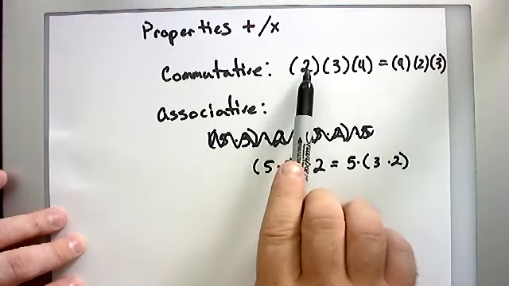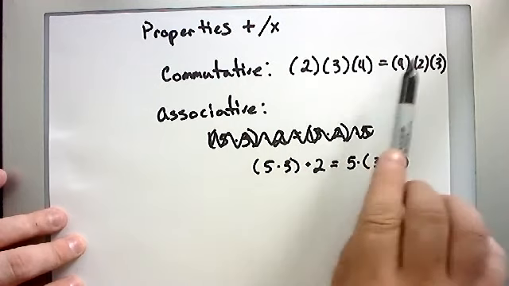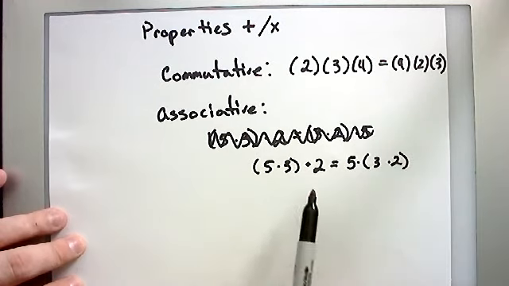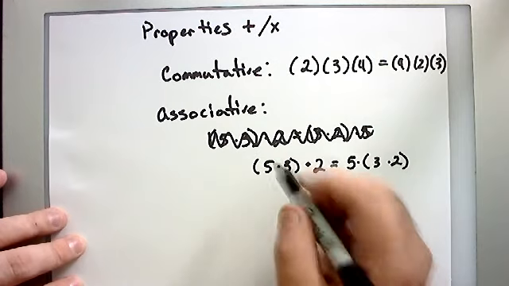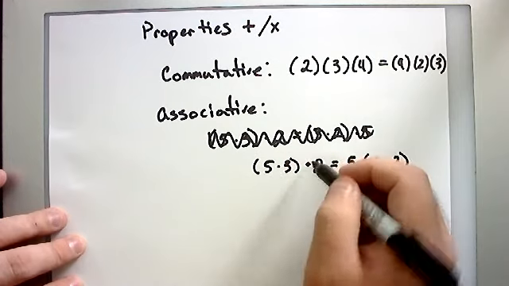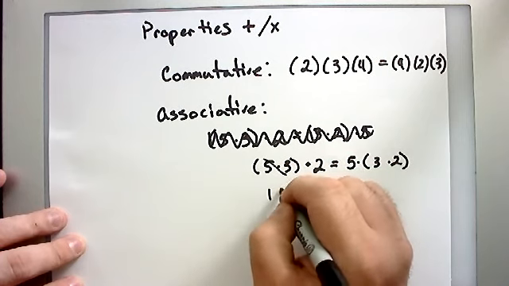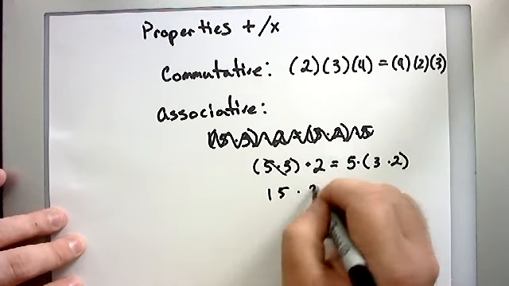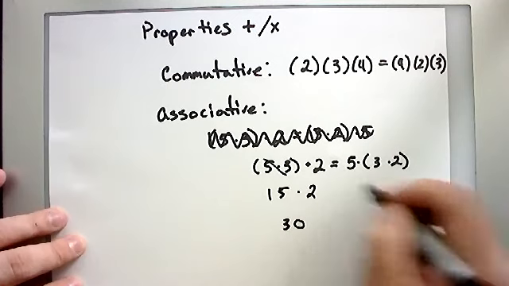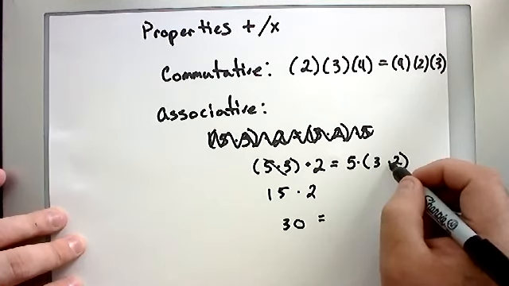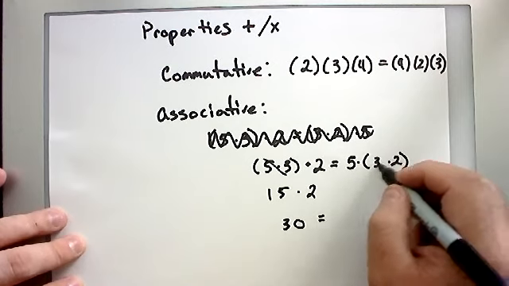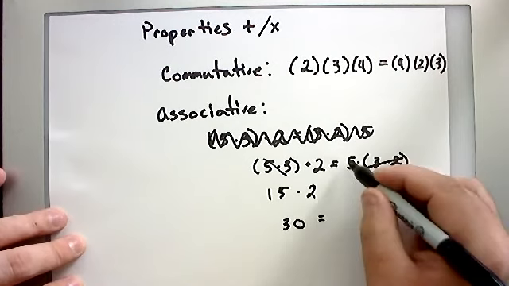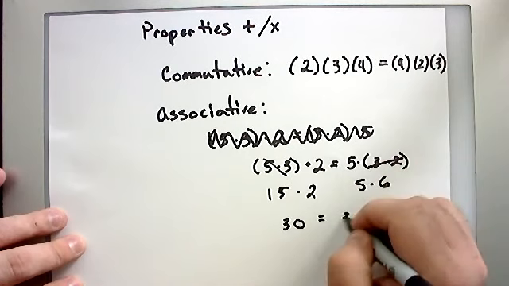So commutative means, again, the number order changes, 2, 3, 4, 4, 2, 3. Associative says the parenthesis order or the order of operations changes. So what would you do first on the left side? Well, you do 5 times 3, right, which would give you 15. Then 15 times 2 would give you 30. On the right side, we're doing 3 times 2 first, a different order of operations because the parentheses are different. 3 times 2 is 6, and 5 times 6 is 30.